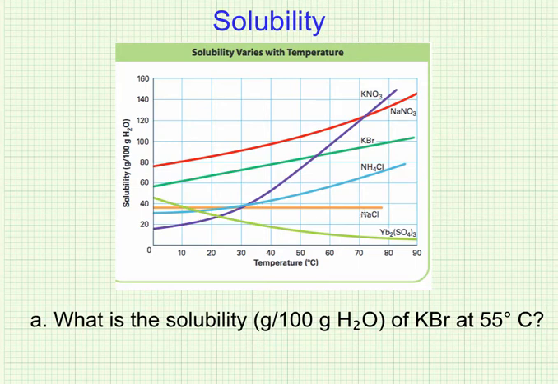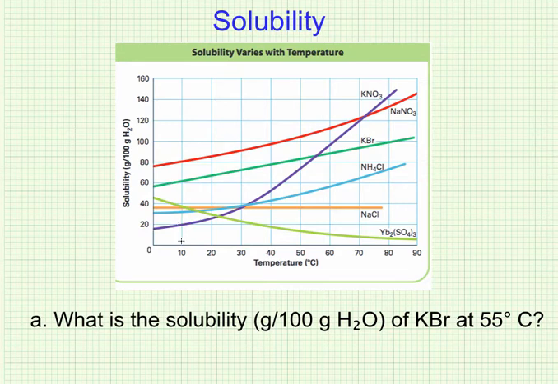For example, sodium chloride is essentially unaffected by the temperature. Now we take a look at this one, yttrium sulfate, and you can see that its solubility actually decreases as the temperature increases. However, for the most part, the solubility does increase, and that just means I can dissolve more of this compound into a set amount of water. You'll notice that over here, this is solubility. This is the grams of the solute per 100 grams of water.